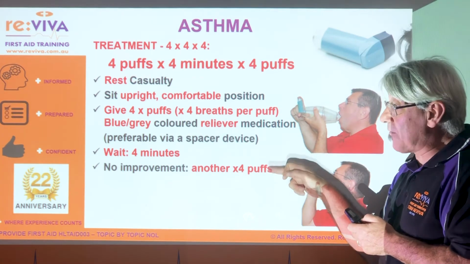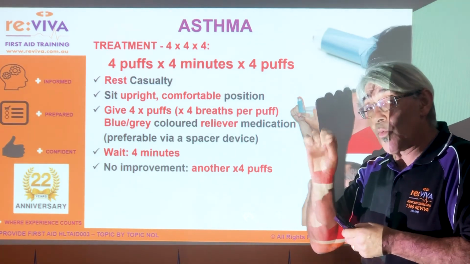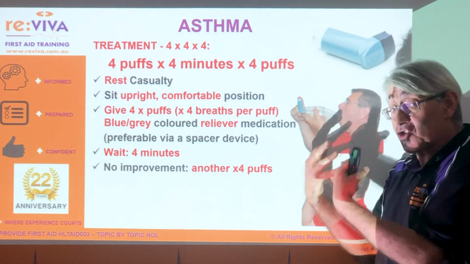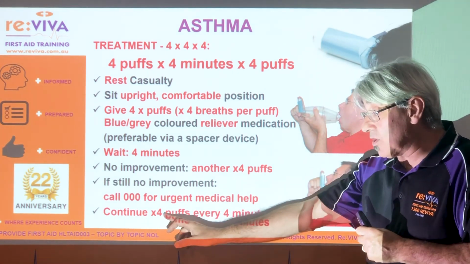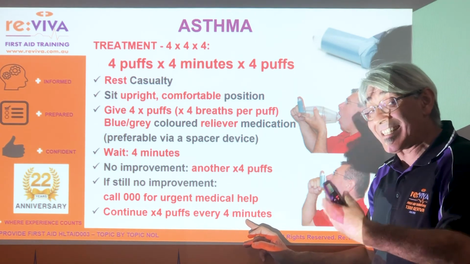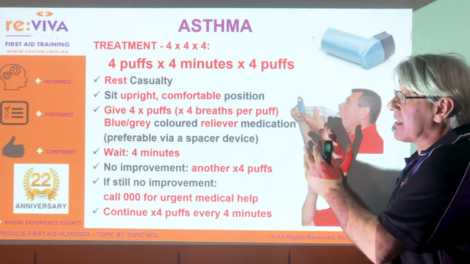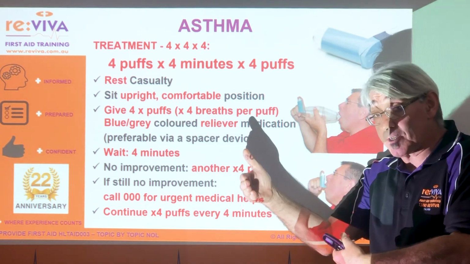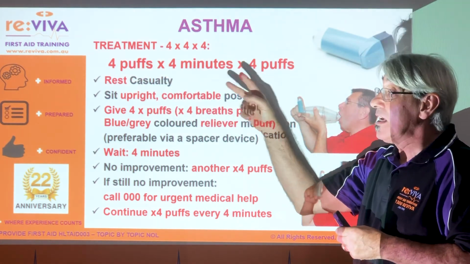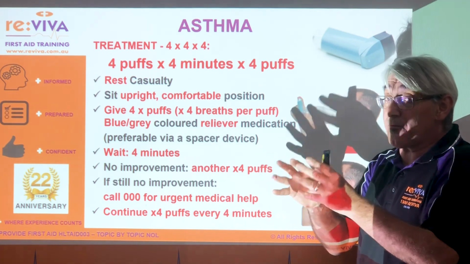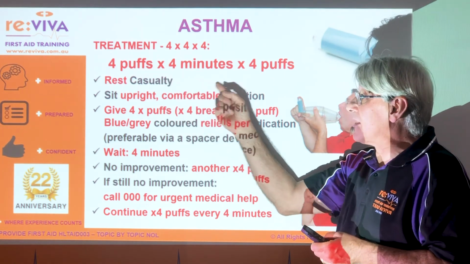In the event that we have given up to 8 puffs and there is no improvement, or when you arrive they are in the red zone, extreme asthma, you will call an ambulance immediately and continue to give 4 puffs every 4 minutes or as advised by the ambulance officer. Similarly, sometimes asthmatics carry an action plan which might have different amounts of puffs during their asthma attack. Always follow their action plan. If not, in first aid, it's 4 puffs, 4 minutes and 4 puffs.